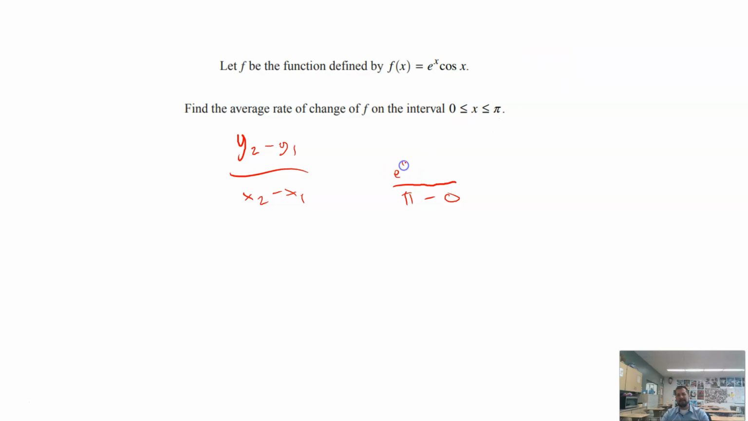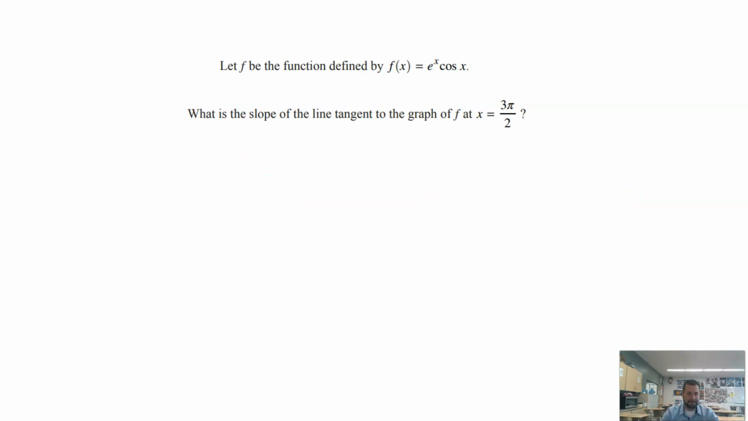So I've got e to the pi times the cosine of pi minus e to the 0 times the cosine of 0. And technically, you can leave your answer like that if you want to. If you simplify it down, you get e to the pi minus 1 over pi. But you don't need to do that, and you're not going to need this later in the problem. So we're good on letter A.